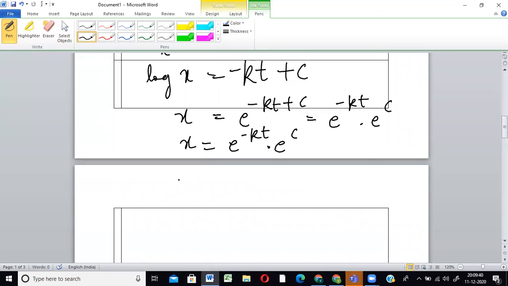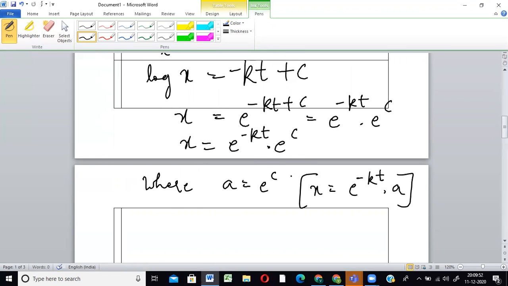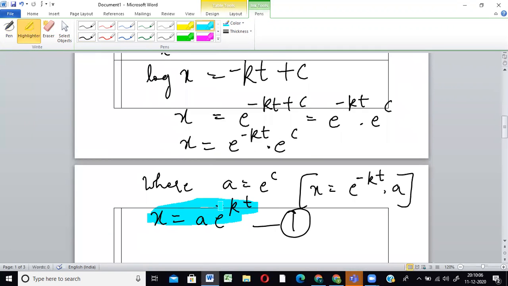Now, as we always write, where a is equal to e raised to c, we can always write x as e raised to minus kt into a. Okay, where a is nothing but e raised to c, that we have already done. So now we can write x as a into e raised to minus kt, I'll just rewrite it properly because we're always comfortable writing a first. And we will name it equation number 1. So this is our main equation. So I am highlighting it. Alright.